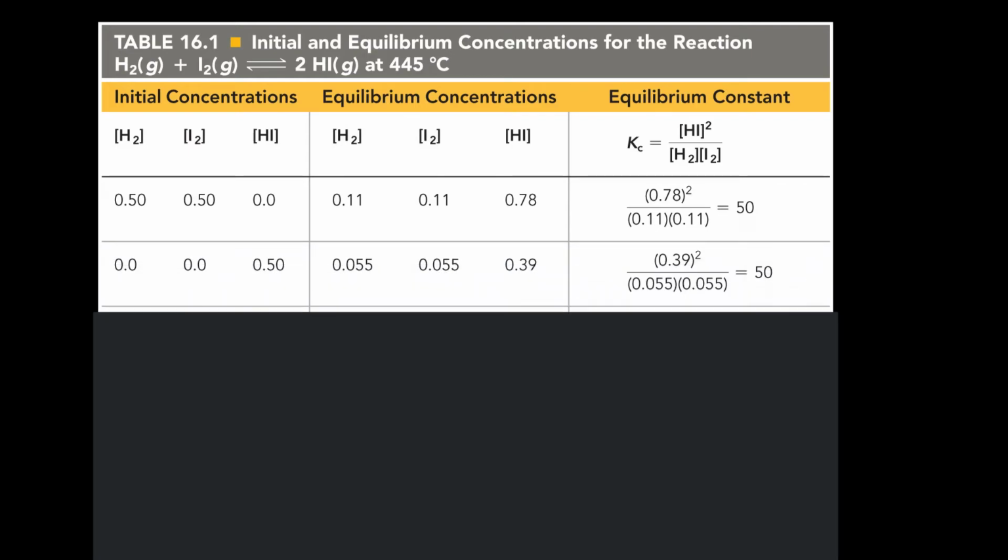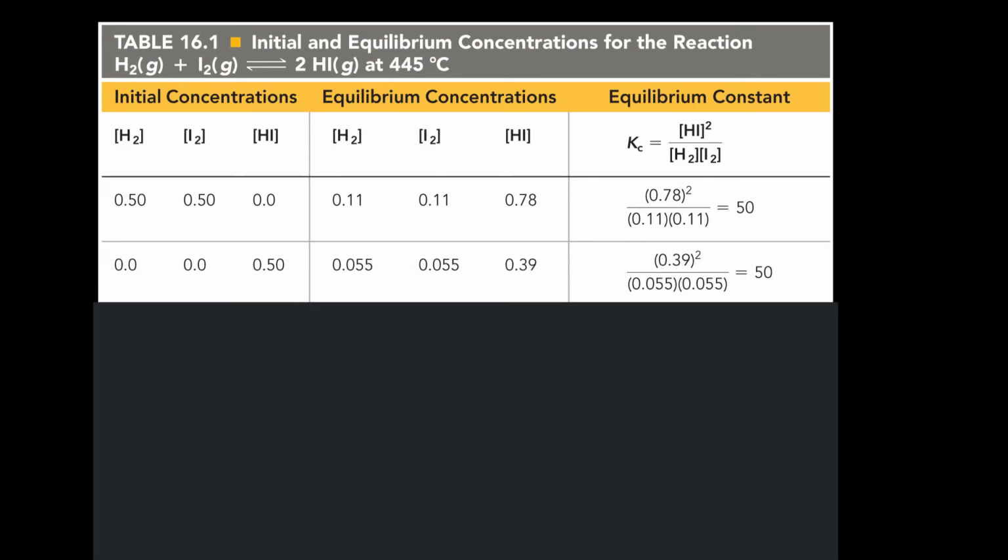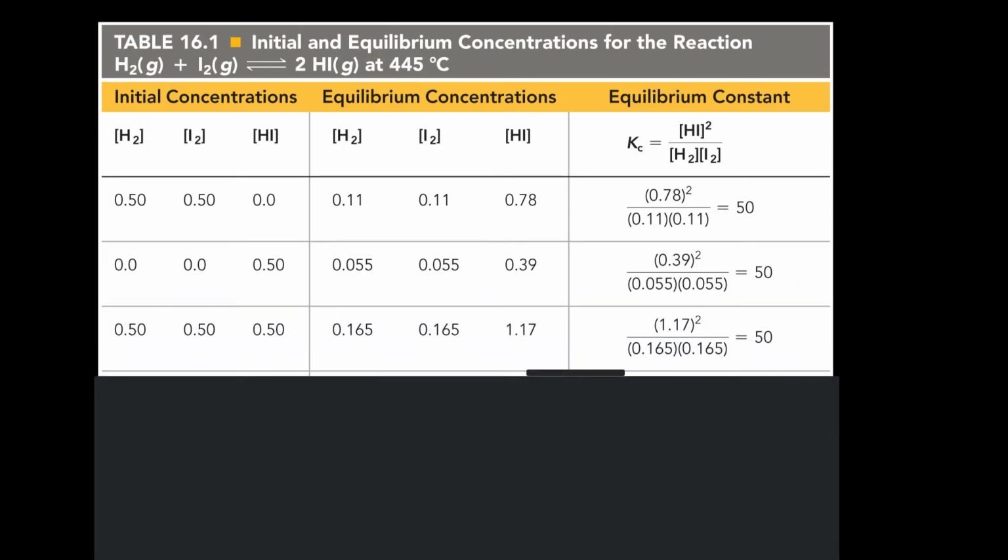Now, if we start with a different set of conditions, so instead of starting with just hydrogen and iodine and no HI, if we just start with HI, then at equilibrium we get these concentrations here. And again, if we plug them into the equilibrium constant expression, we get exactly the same value of 50. And again, instead of starting with just the left-hand side or just the right-hand side, we have one of everything, or half a mole per liter of everything. At equilibrium, the concentrations will reach a consistent value that gives us an equilibrium constant of 50 again.